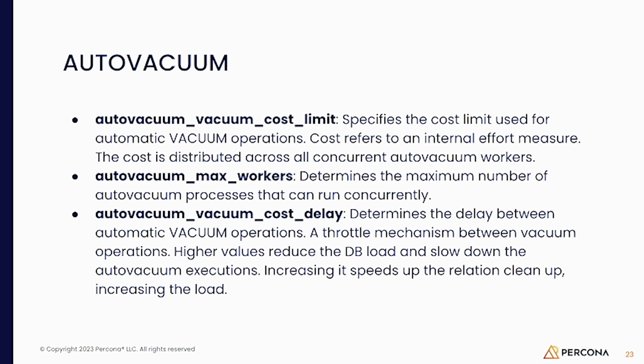And then we have the cost delay. The cost delay is basically the delay between vacuum operations. If we have 4 vacuums, once a vacuum stops, we have some time until another auto vacuum can be triggered. Okay, that avoids triggering too many vacuums too frequently.